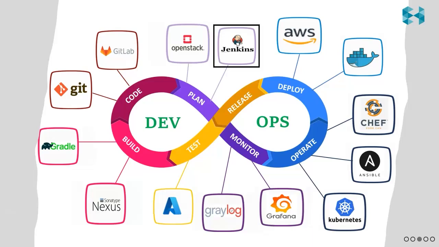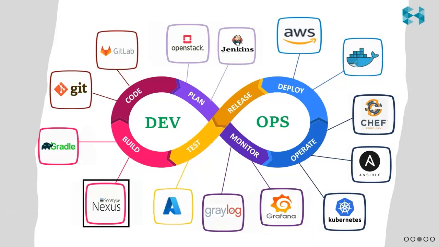Next is Jenkins, one of the most popular CI/CD tools. It automates building, testing, and releasing your applications so deployments become effortless. Moving forward, Gradle is your build automation tool. Whether it's Java, Kotlin, or any modern project, Gradle helps you build faster and smarter.